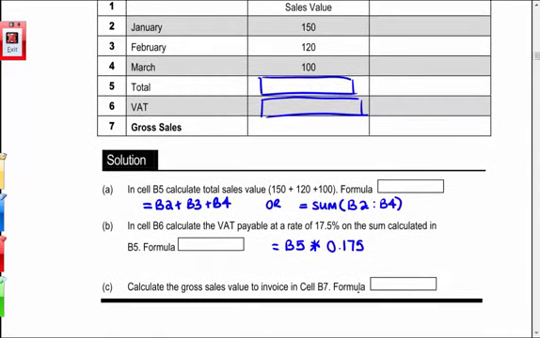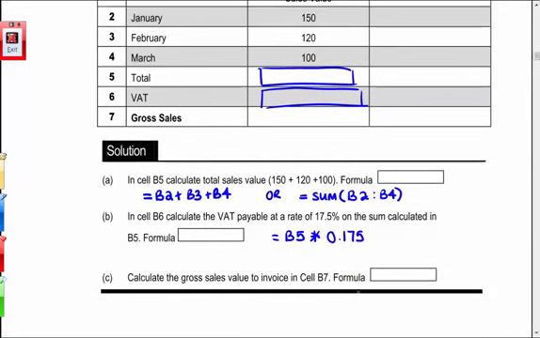It's in B7 that we want the value of the sales to invoice. So in B7 down here for the gross sales, we can either do equals B5 plus B6, or we can have equals B5 multiplied by 1.175 because that will be the amount including the VAT.